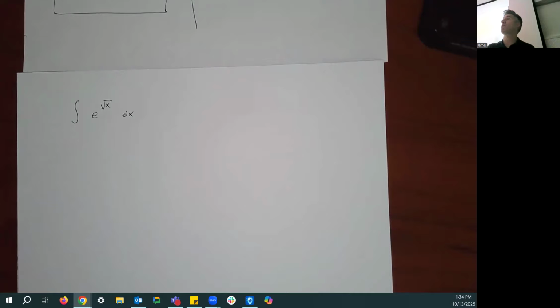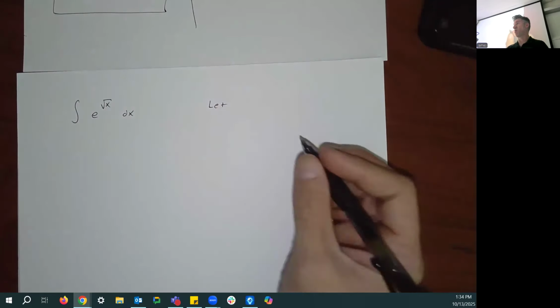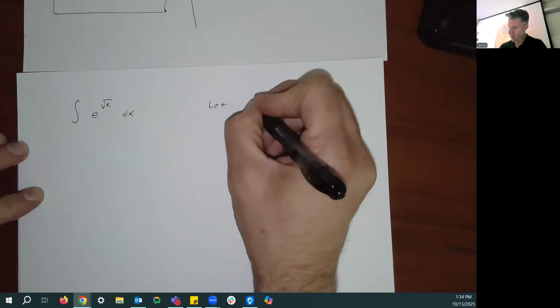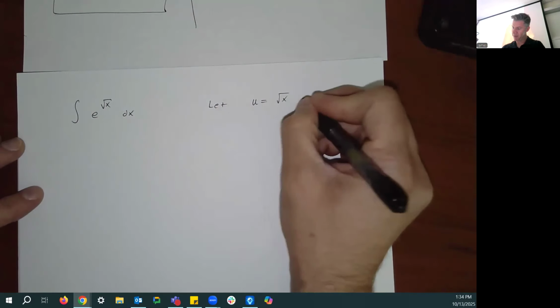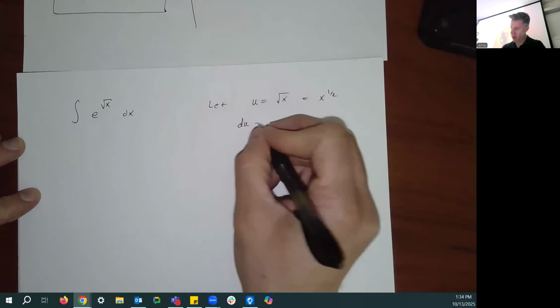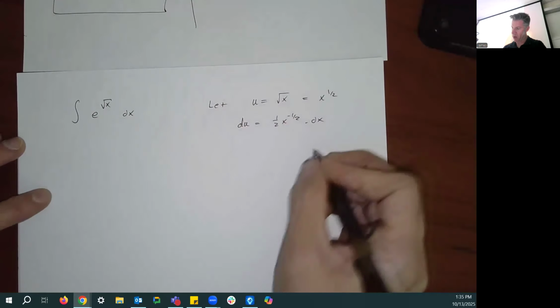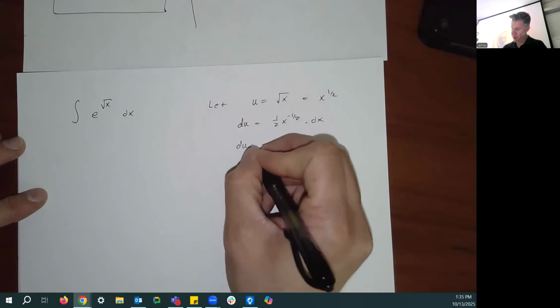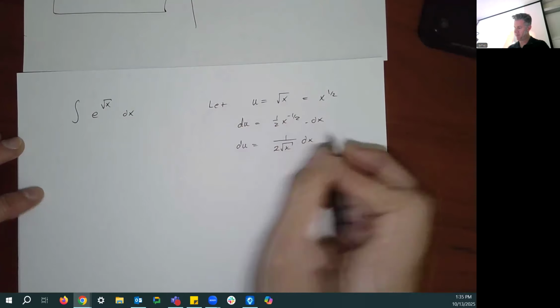When I'm stuck, here's what I do. I try u substitution, even if it feels like it's the wrong choice. So I'm going to try letting u equal the only thing that seems really valid, which is the square root of x. So u is the square root of x, and my du is 1/2 x to the negative 1/2 times dx, or if you prefer, 1/2 times the square root of x times dx.